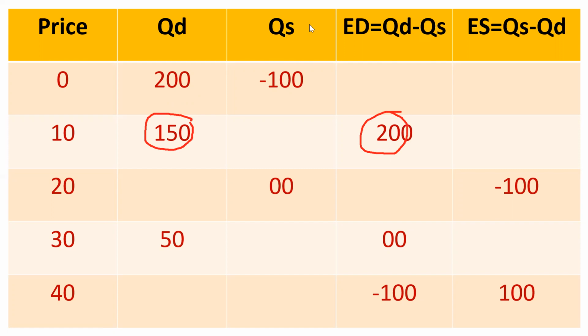Apply the QD and excess demand values to find QS. Take the excess demand equation: excess demand equals QD minus QS. Excess demand is given and QD is given, so you can find QS. Write the calculation in the box itself in this way.